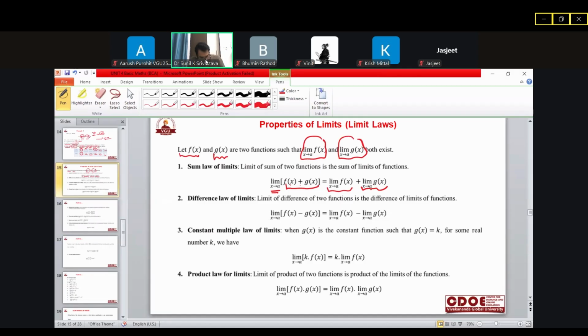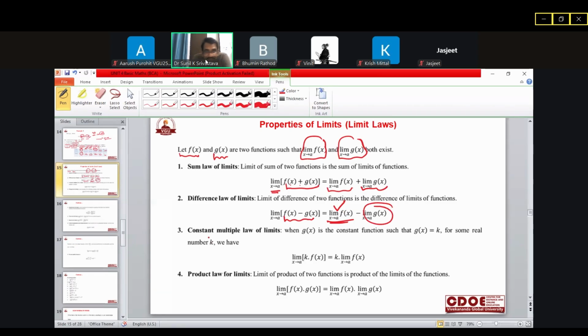The same scenario also applies to the difference. If you take the limit of the difference of two functions, f of x minus g of x, the answer is the difference of their individual limits. That is, the limit of x tends to a f of x minus the limit of x tends to a g of x.